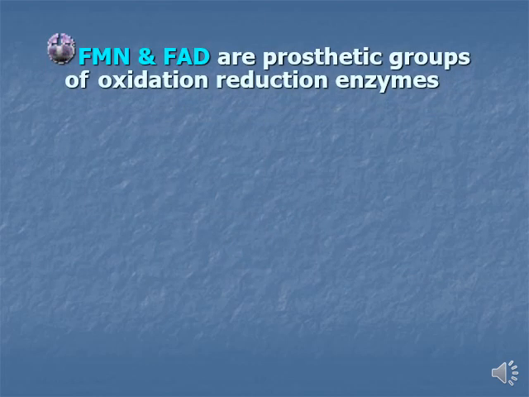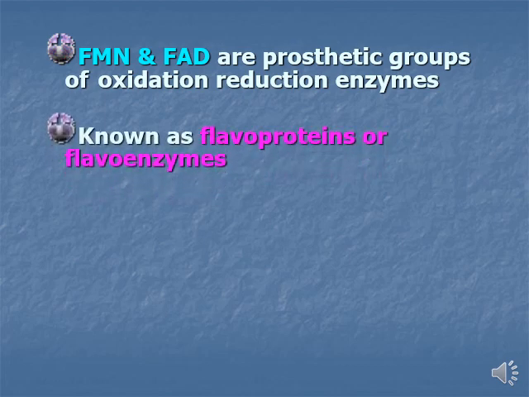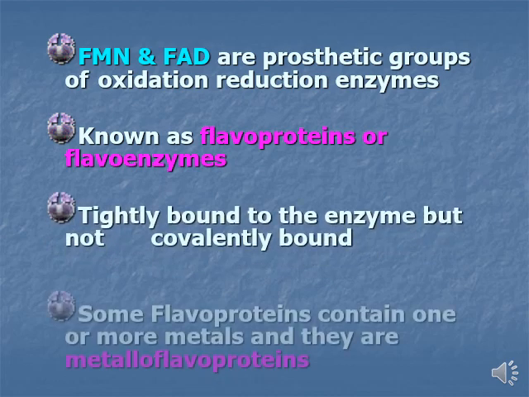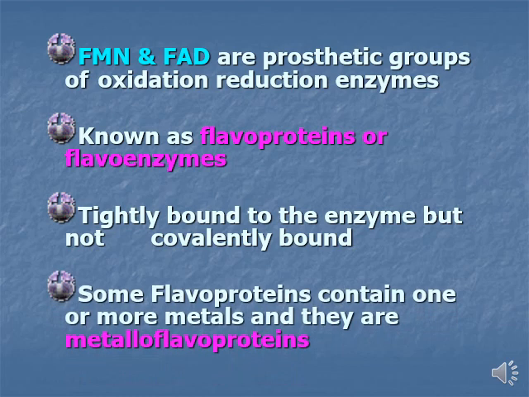FMN and FAD are prosthetic groups of oxidation reduction enzymes. These enzymes are known as flavoproteins or flavoenzymes. They are tightly bound to the enzyme but not covalently bound. Some flavoproteins contain one or more metals and they are called metalloflavoproteins.